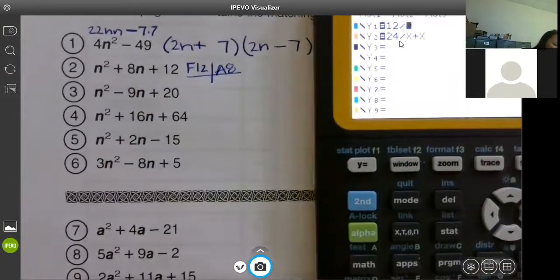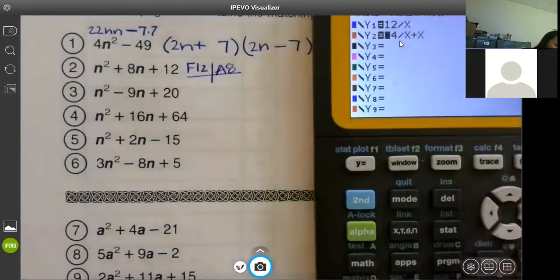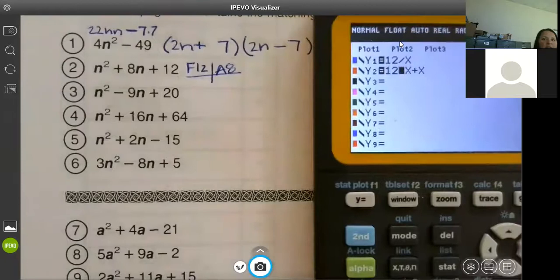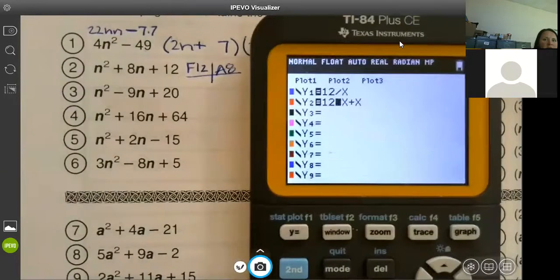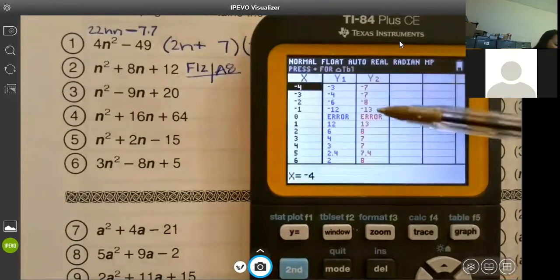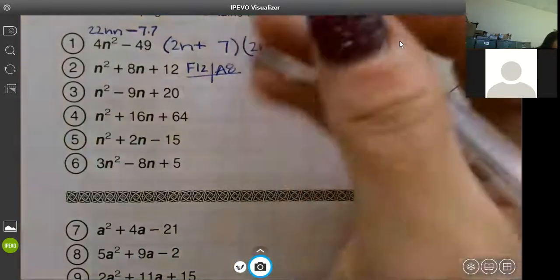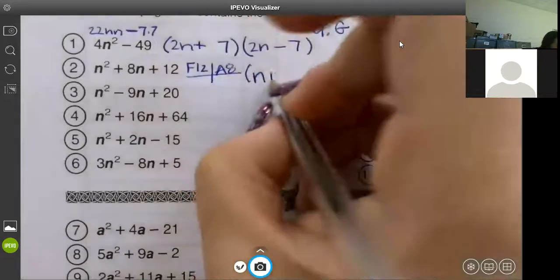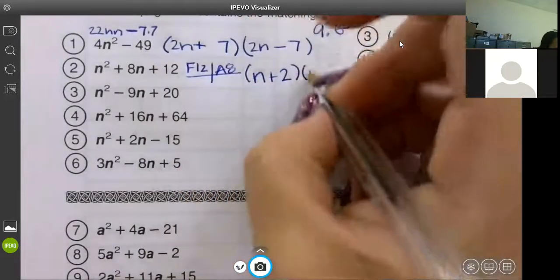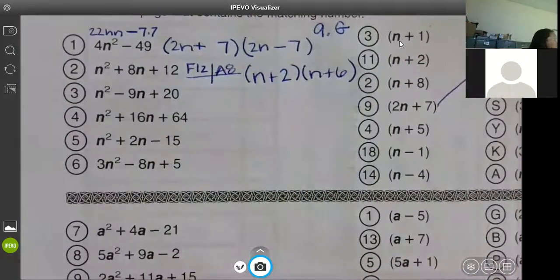We put in 12 divide x, and then 12 divide x plus x. And in the red, we're looking for number 8. So here's a negative 8, here's a positive 8. What are the 2 numbers beside it? 2 and 6. So your factors are your variable n and a positive 2, n and a positive 6. You don't even have to think about it. You can just put it in your calculator and that's fine.